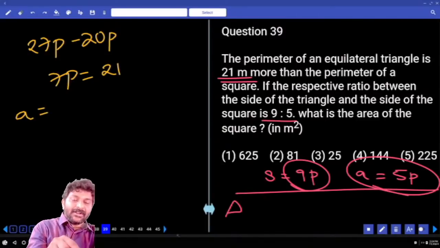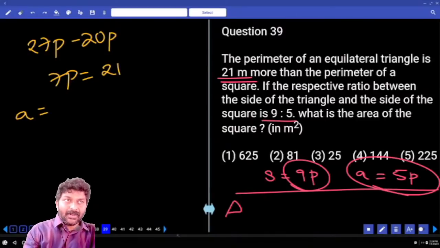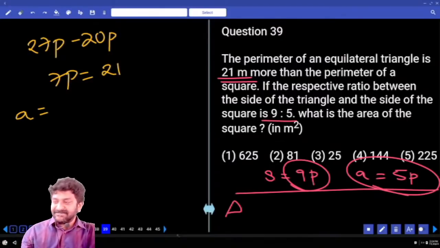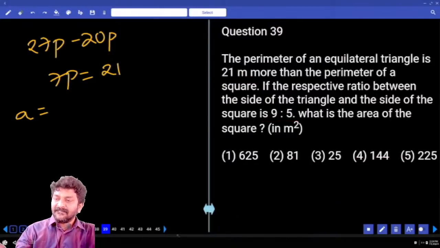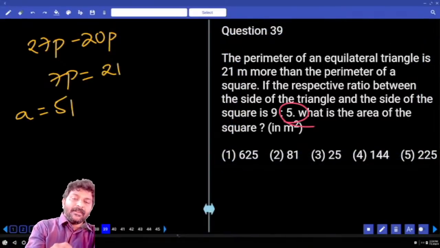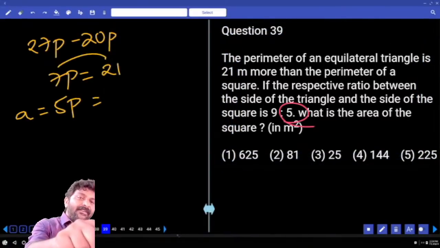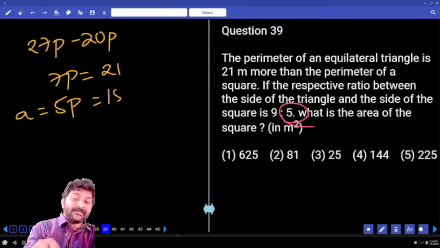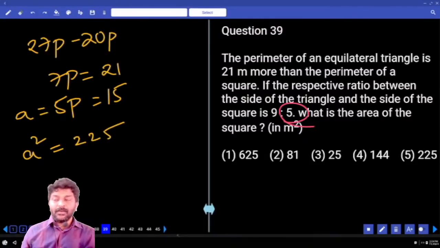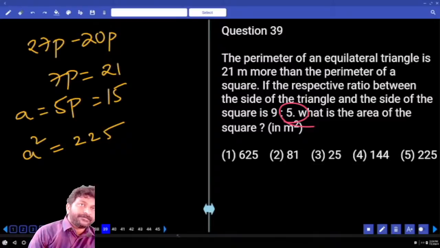Side of the square is equal to ratio. From the ratio, side of the square, 9 parts. Square, right? 5 parts. 7, how many times is 21? 5 threes. But we were asked to calculate area of the square, which is a square. 15 square. 225, fifth option.